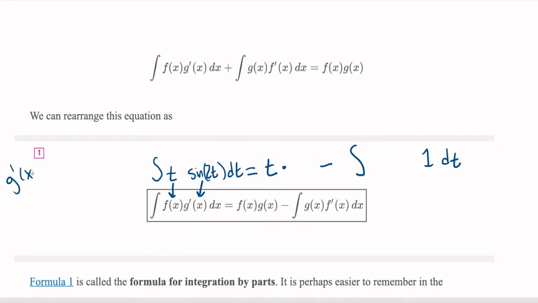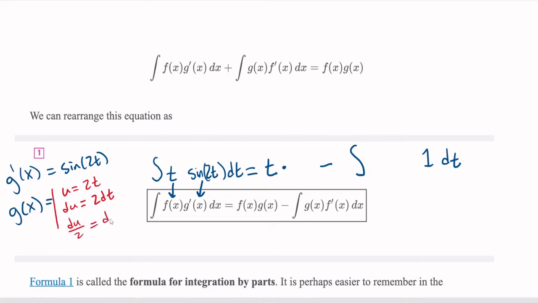If g prime of x is sine 2t, then we have to do the antiderivative, okay? Now, we gotta be a little careful here because this is not just sine t. So to do the antiderivative of here, guess what we need to use? We have to do substitution. So we're going to do that here, and I'll change the color so we've kind of got this separated a little bit. So to actually do this, we're going to have to do u equals 2t, du equals 2 dt. Okay, so that's du over 2 equals dt. Remembering our rules from 5.5.